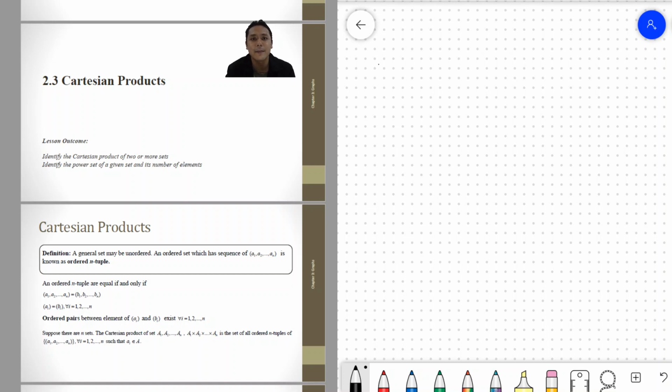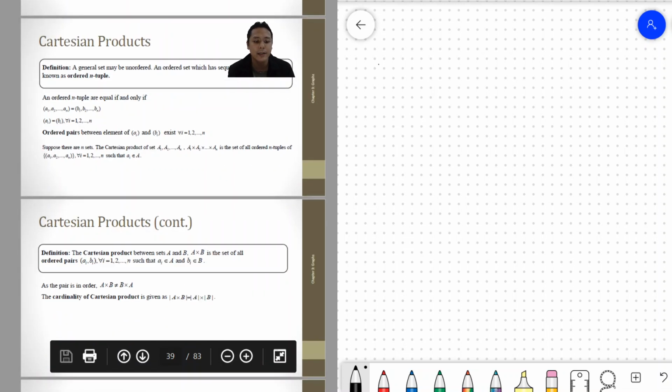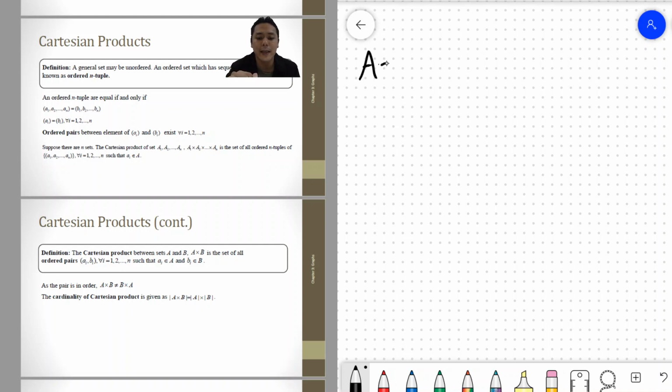This video is about Cartesian product. Cartesian product is one of the operations between sets. Based on the definition, suppose we have two sets. Imagine we have A = {1, 2, 3}, and we have another set, B. Let me take 7 and 9.